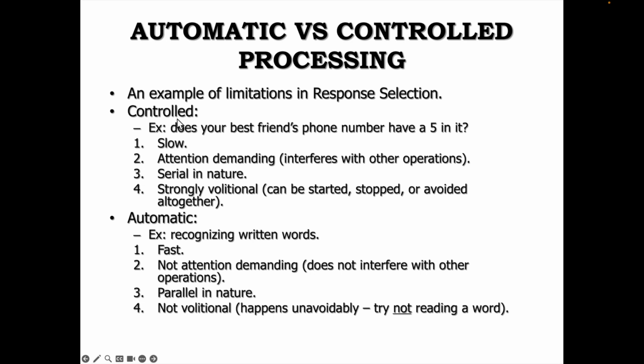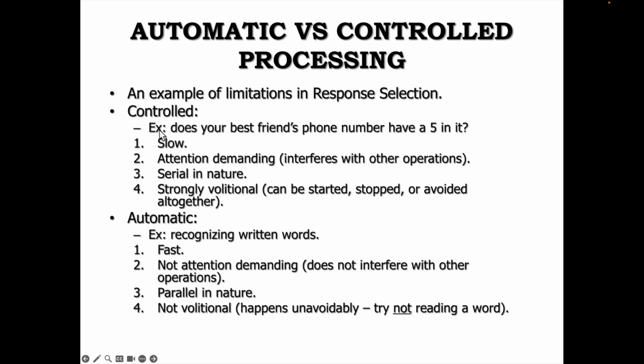In a controlled processing of information, for example, if you look at your best friend's phone number, the question we're trying to process is: does your best friend's phone number have a 5 in it? The way we would probably go about this is that we would look at the first digit. Is that a 5? Yes or no? If no, move on to the second digit. Is that a 5, yes or no? No, go on to the next digit.